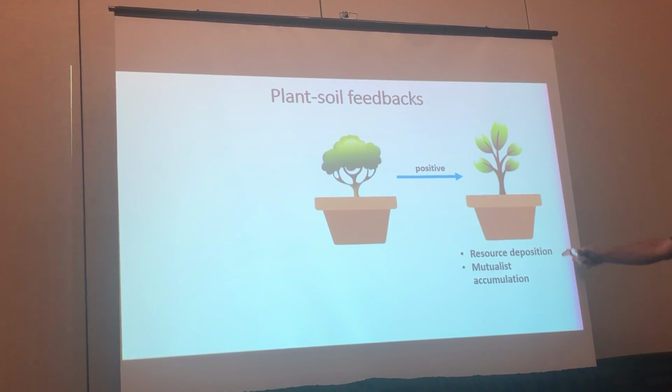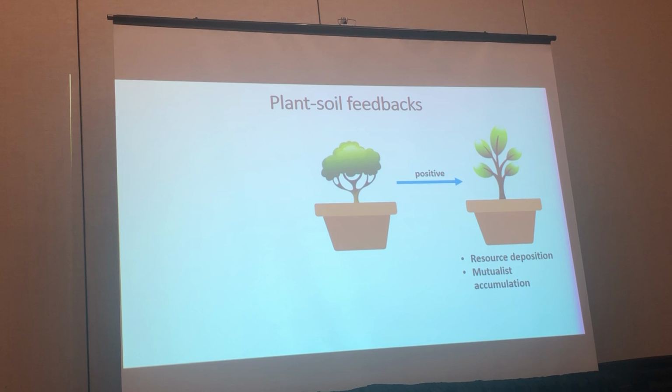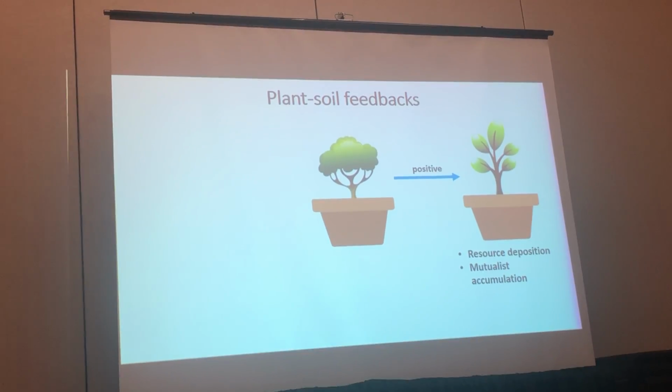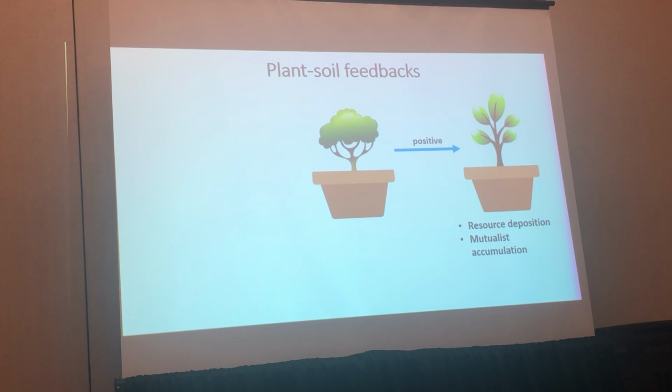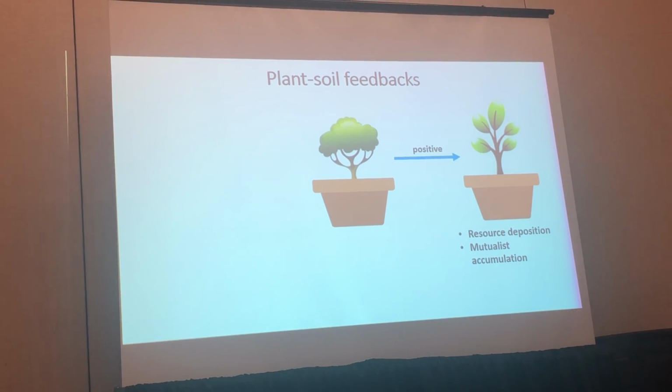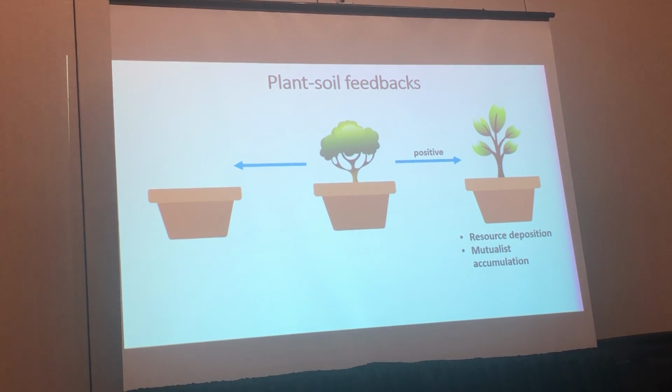And this could be caused through resource deposition, say nutrients are increased in the soil from that intermediate plant, or mutualist accumulation, so bacteria and fungi that are growth promoting for this original plant. So it grows better after the growth of the intermediate plant.